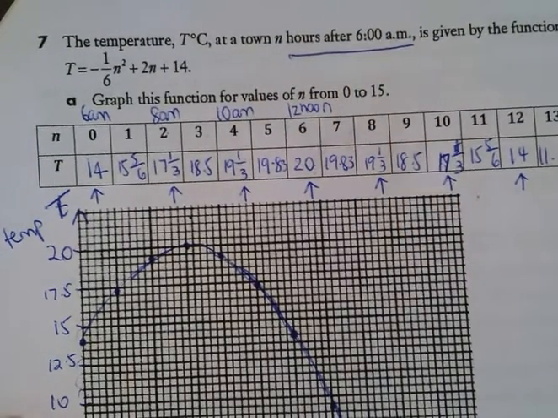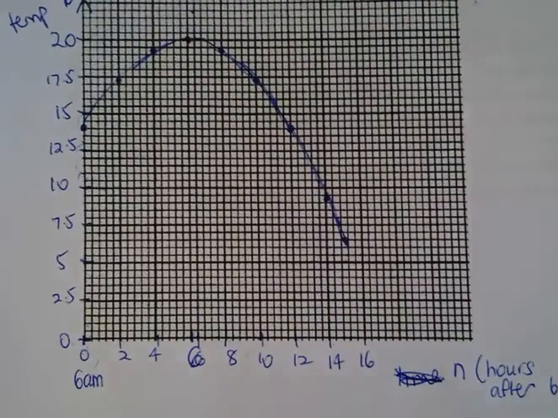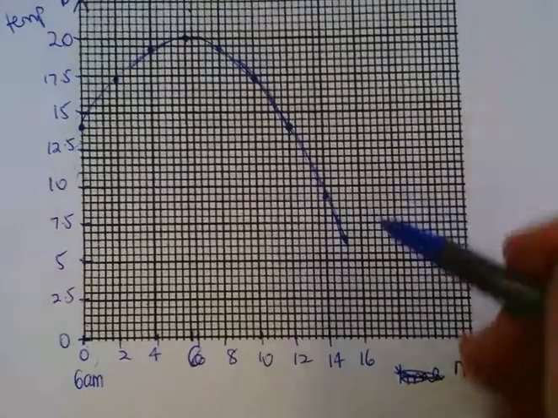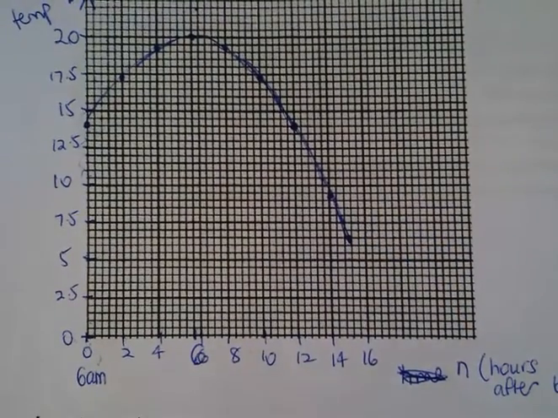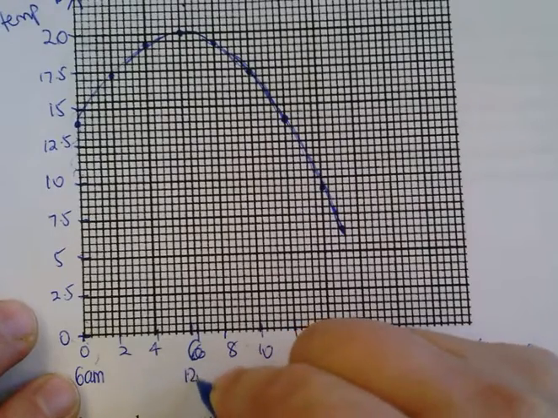Yes? Yeah. Miss, when we draw the graph, do we have to bring it down? No, you just stop there. Because it just says you only draw the graph up to 15. Okay, so that's 6 a.m. 6 hours after that, that's 12 noon.